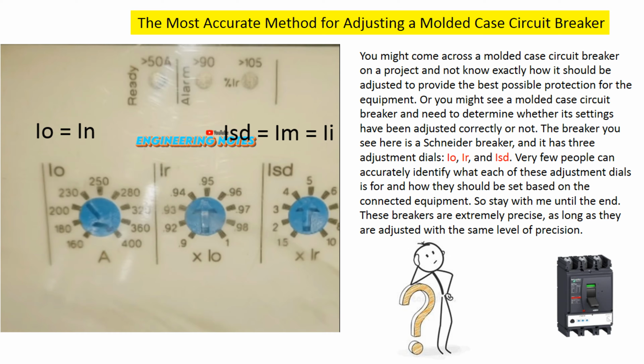It has 3 adjustment dials: IO, IR, and ISD. Very few people can accurately identify what each of these adjustment dials is for, and exactly how they should be set based on the connected equipment. So stay with me until the end. These breakers are extremely precise, as long as they are adjusted with the same level of precision.